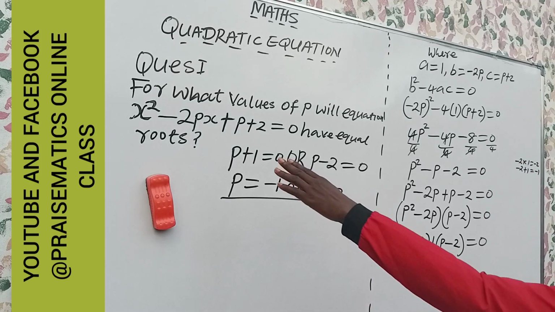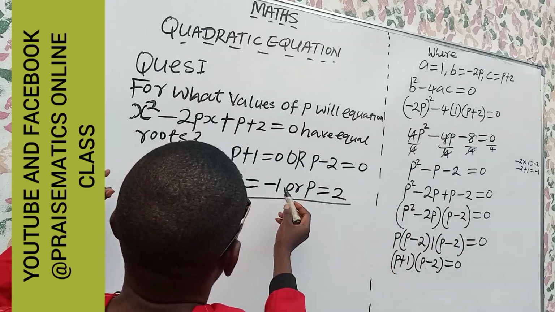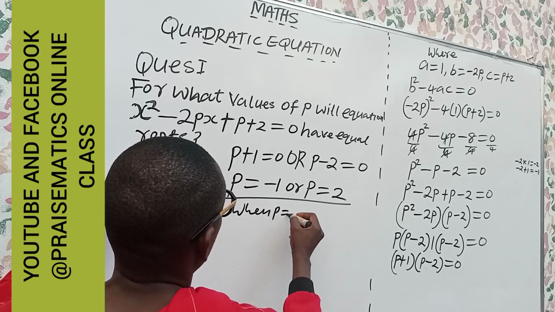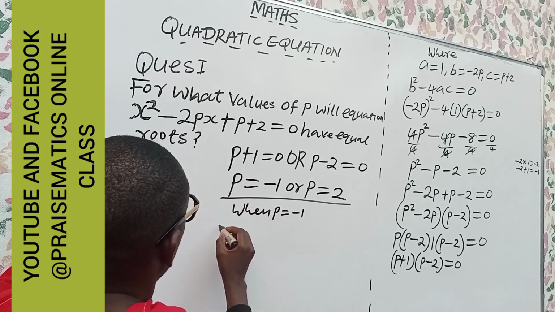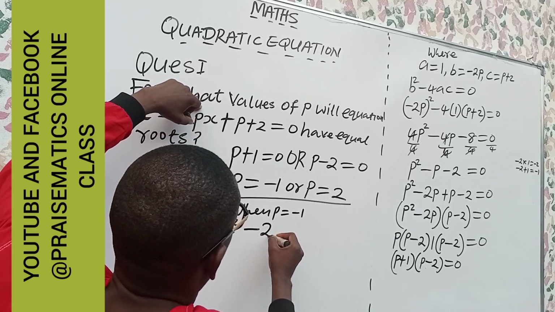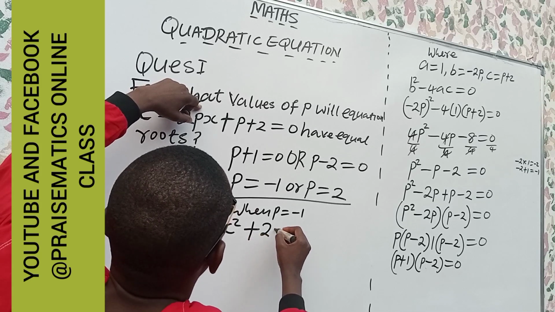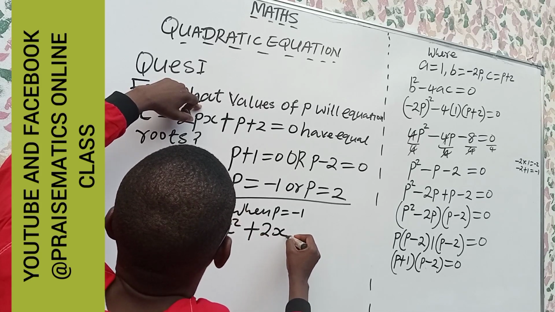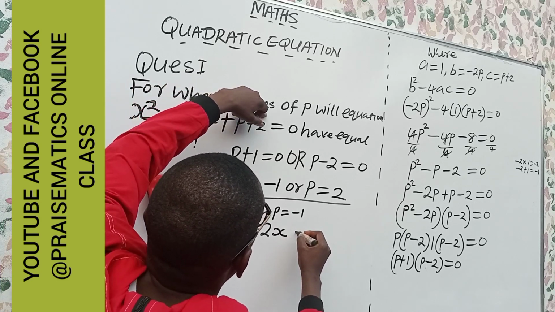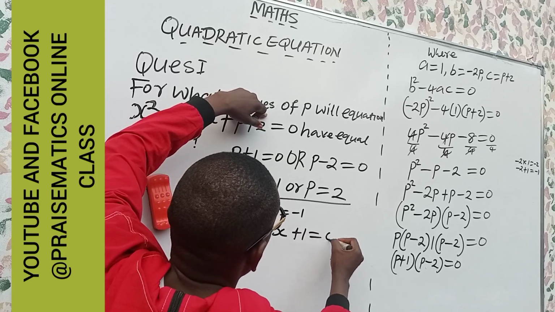If you actually want to get the quadratic equation, you replace p here. When p equals minus 1, from the equation we have x squared minus 2 times minus 1. Minus times minus, we change this into plus 2x. Are you getting me? Plus p, minus 1 plus 2, will give us 1, so plus 1 equal to 0.